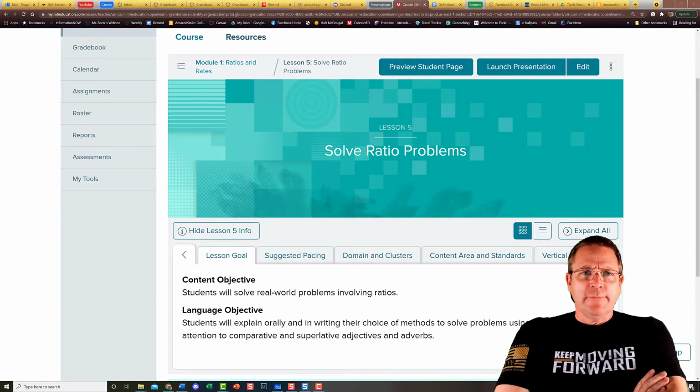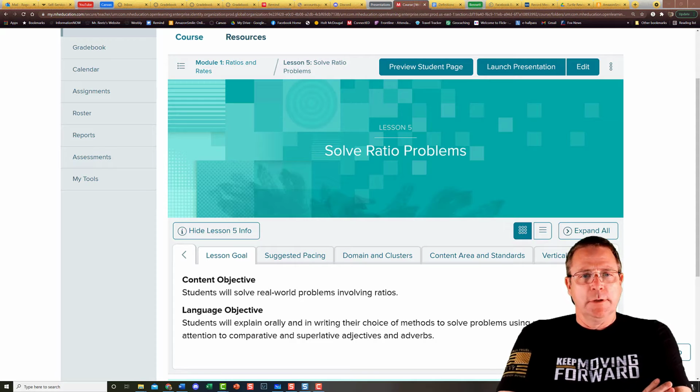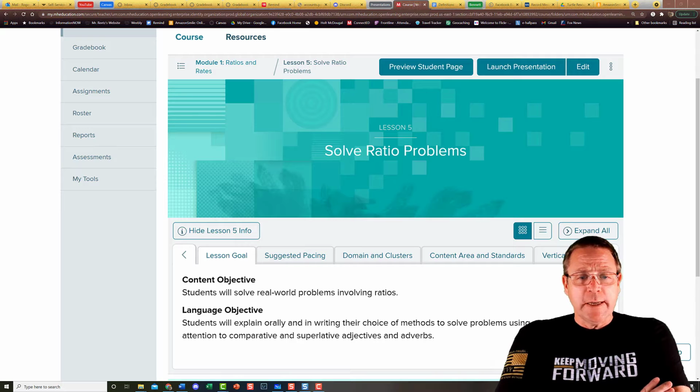Chapter 1, Section 5, Solving Ratio Problems. For this lesson, students are going to solve real-world problems involving ratios. This is where the rubber meets the road, and you're going to find the more you understand ratios, the more you're going to use them.